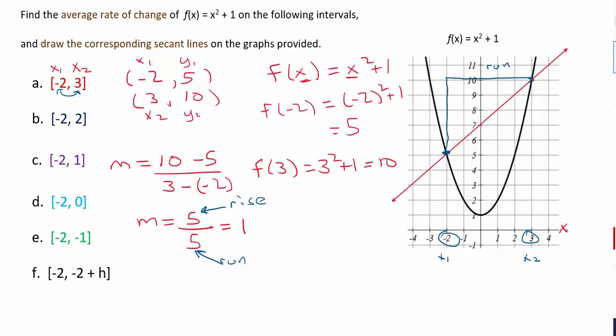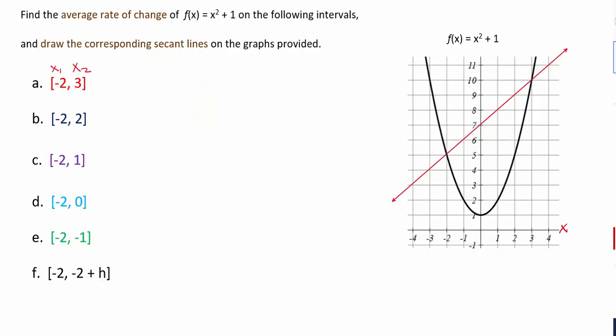But when we get down to part f here, which has that h, it's nice to know what that h represents. So let's just remember that in our first interval, when the distance between our 2 x values was 5, the average rate of change, or the slope, came out to be 1. And we move on to part b.